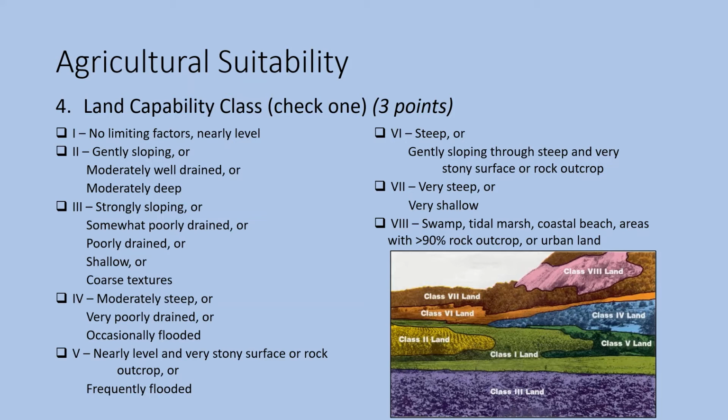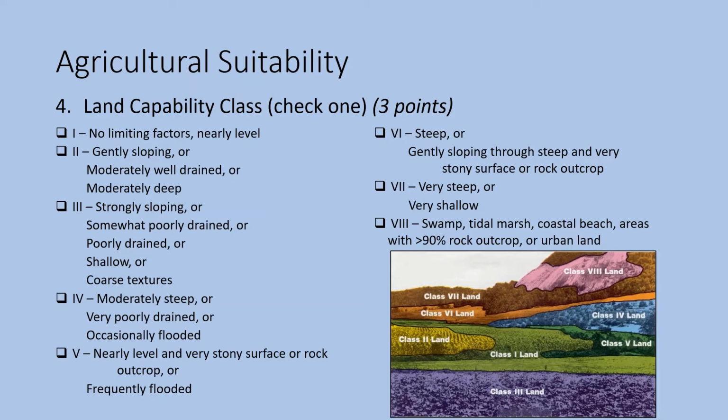So you'll see in class 1, these are sites that really have no limiting factors. So in question 3, you checked none, and the site is nearly level. As you go to class 2, these are sites that are gently sloping or moderately well drained or moderately deep. As you go to class 3, these are sites that are strongly sloping or somewhat poorly drained or shallow or have coarse textures. Class 4 are sites that are moderately steep or very poorly drained or occasionally flood. And those are classes 1 through 4. Those again are the ones that would be suitable for row crop agriculture.